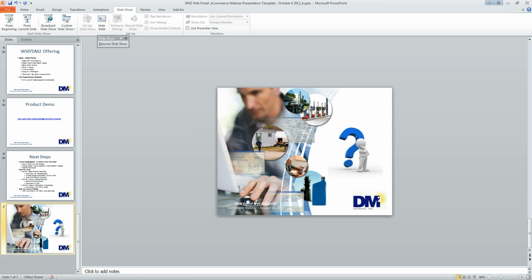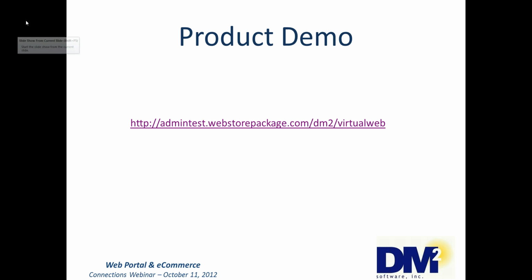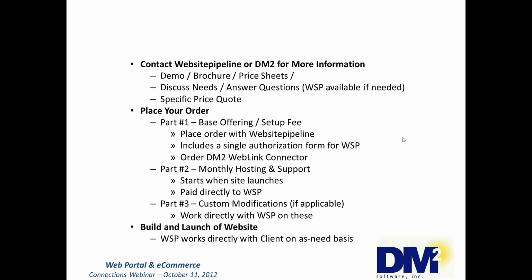So that's a very high-level overview of the product demonstration. So getting into next steps and paths moving forward. And Tom, you can correct me if I'm wrong, and I'm not sure if we put this on the slideshow or not, but to contact Website Pipeline, I think we're going through Anthony or Vicky. Correct. That's correct. All right. So Anthony or Vicky will be DM2's customers' contact information.